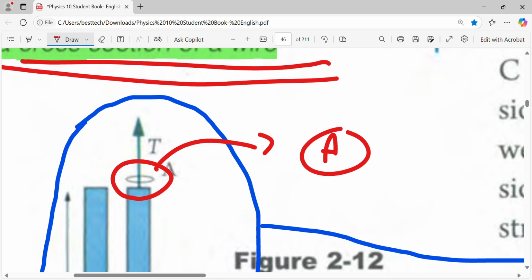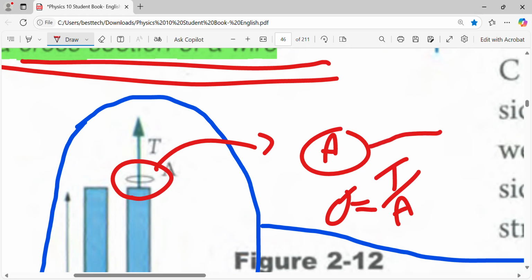Guys, when I apply the tension to this area, because as I said, what is stress? Stress is equal to tension over area. When I apply the tension T in that direction over this area, what is stress? Tension over this area. So I'm going to apply tension over this area. Then, guys, this is A.